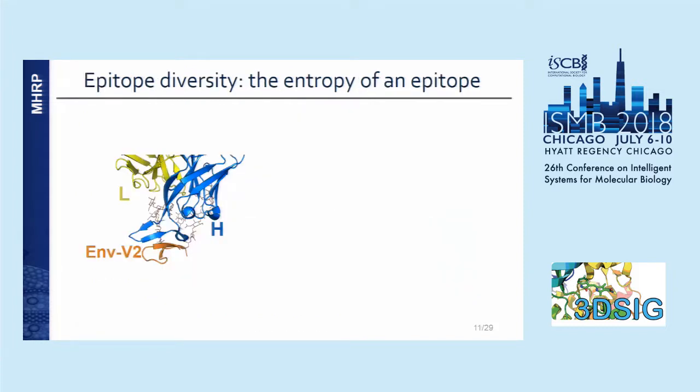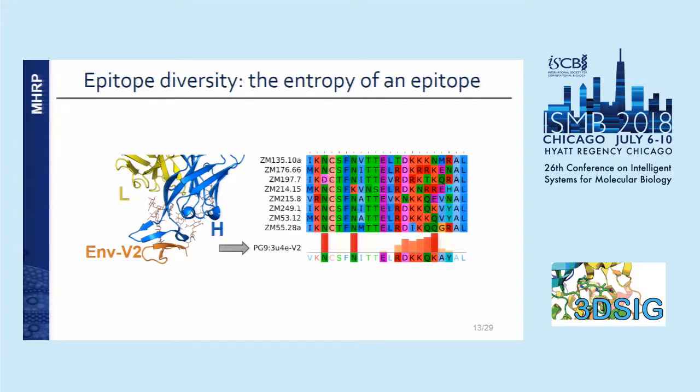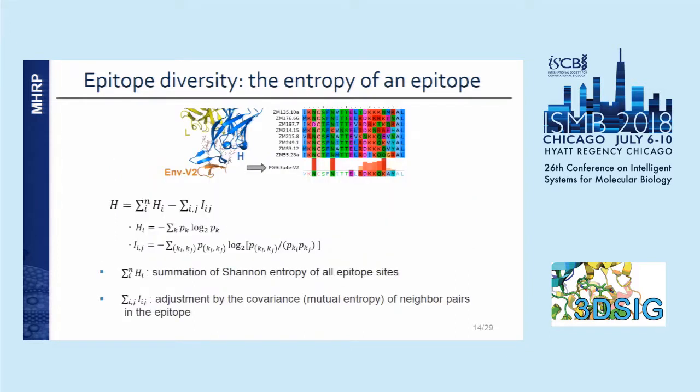So we have the data. Based on the antigen and antibody complex structure, we can extract the antibody contact site on the antigen, which is our epitope site here. Then we can map those antibody contacts onto the antigen sequence, put this epitope information in the context of our alignment of these circulating viruses, and define the epitope diversity. So we define our epitope diversity in this way.